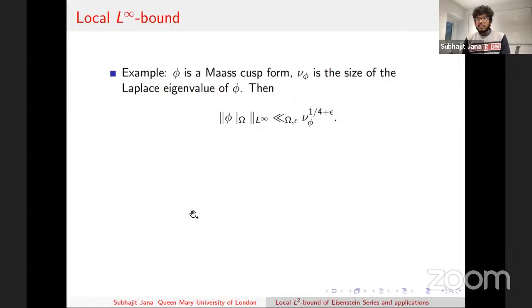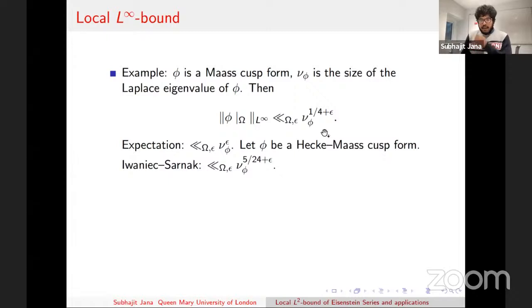An example that is studied a lot is the L infinity problem. So phi is a Maass cusp form on the modular surface, and nu phi is the size of the Laplace eigenvalue. Then it's a classical result by Hörmander, and a lot of other people, that the L infinity norm of phi restricted to a fixed compact set is bounded by the eigenvalue to the power 1/4, essentially. What is the expectation? The expectation is that it is essentially bounded by nu phi to the power epsilon for any epsilon. This is due to Hejhal and Rudnick and their random wave model conjecture.